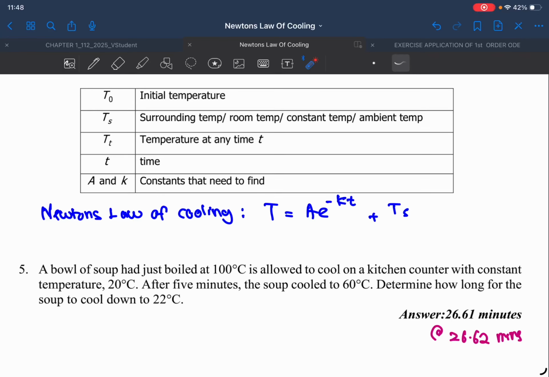Assalamualaikum and hi guys. So in this video you will learn about the application for the first order differential equation, which is Newton's law of cooling.